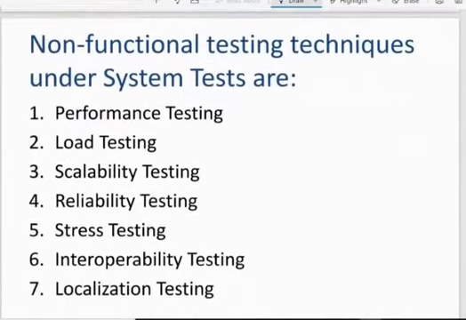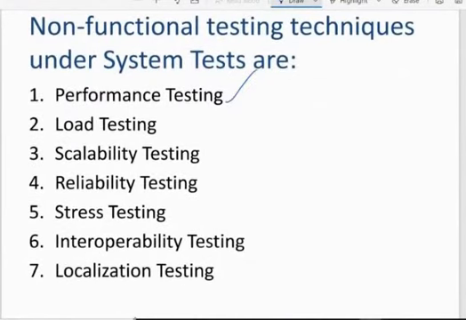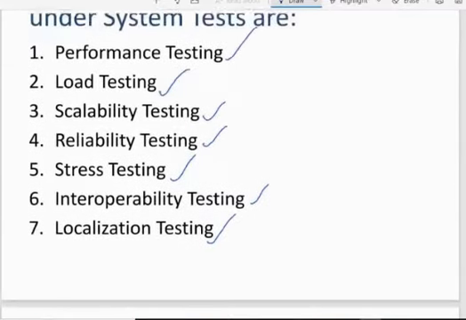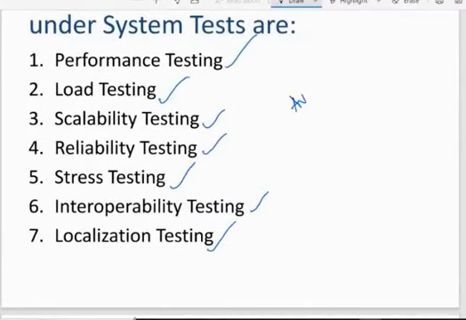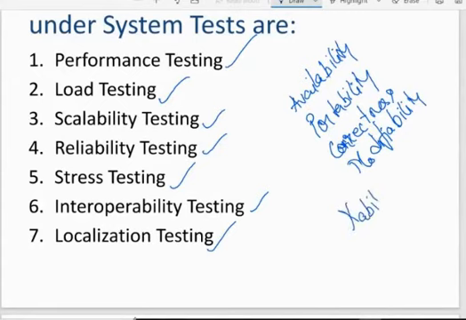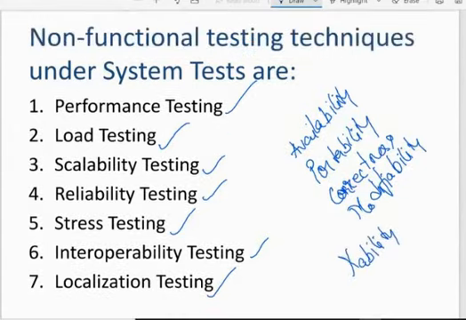Now, when we talk about non-functional testing techniques, what all options do I have? I have performance testing, load, scalability, reliability, stress, interoperability, localization, and then I also have availability. I have portability. I have correctness. I have something called modifiability. So all the possible -abilities I can include in this non-functional testing.